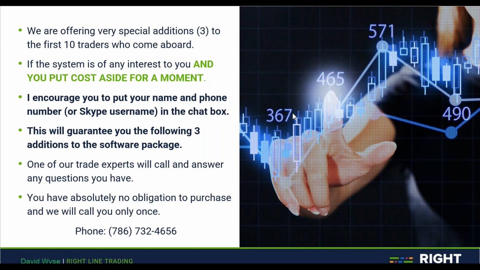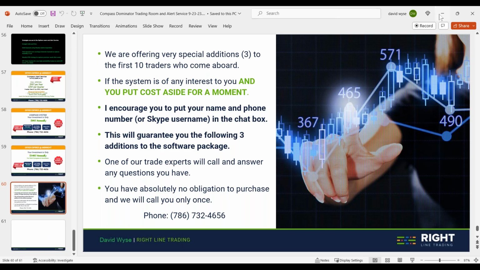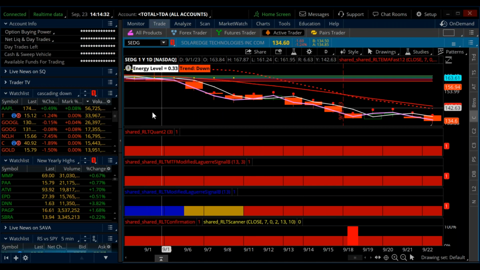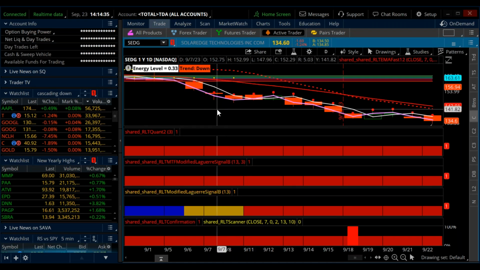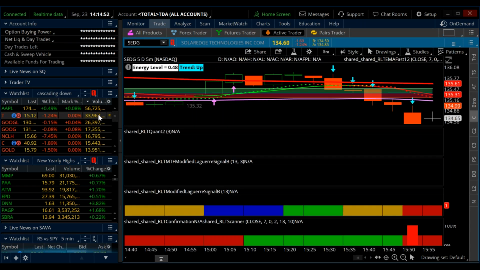Since I've got a couple of seconds, I'm going to drop this down for a minute and show you this. This is the Compass system on my home computer. This is the system that I use. You had seen the scanner, but this is the scanner. I have a couple of different scans. This one is called cascading down, and it shows stocks that have three red candles in a row, or three green candles in a row.